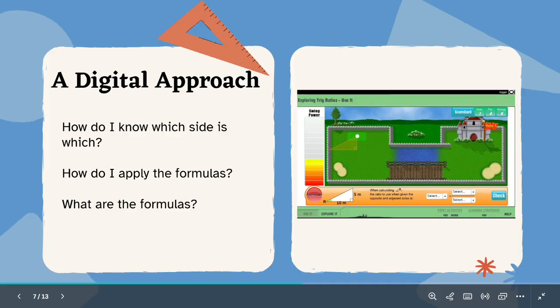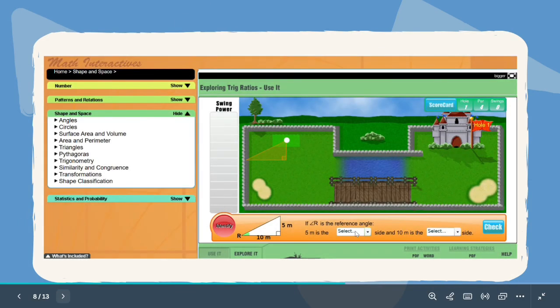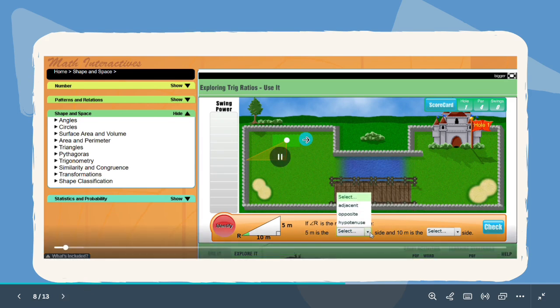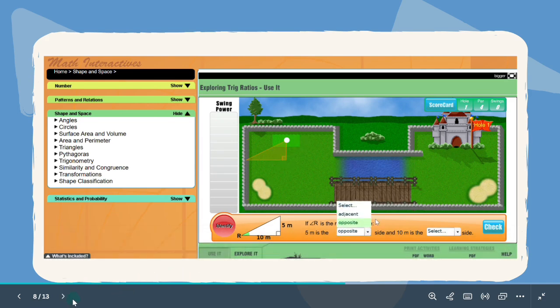So in short, I think that this digital game is just a great way to help students stay engaged and also help them understand the practical uses of trig. And it's interactive and a little bit rewarding and a little bit fun, which I think just makes for a great lesson.